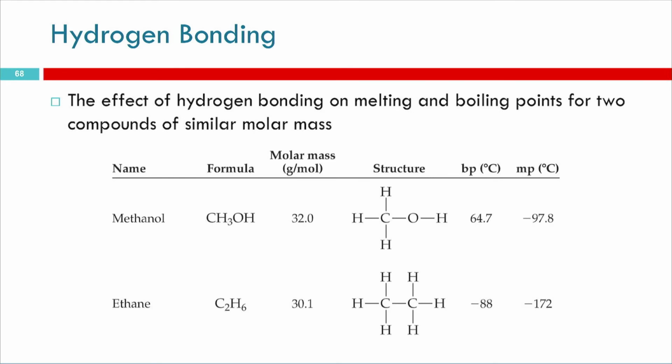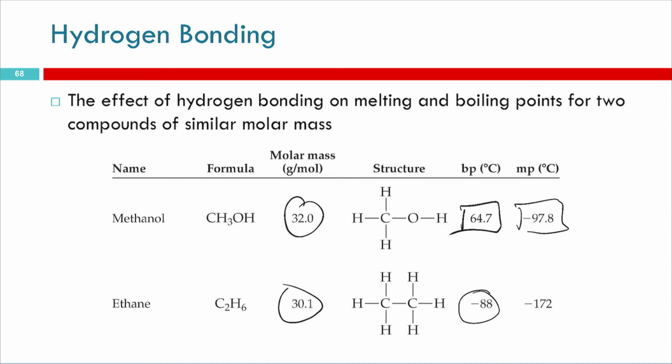The effect of hydrogen bonding on melting and boiling points for two compounds of similar molar mass are shown here, the methanol and ethane. We looked at ethane before, right? Negative 88. Well, the boiling point for methanol is 64. There's a huge difference in intermolecular strength between just London dispersion forces and hydrogen bonding. And you can see the melting point is greatly different too.